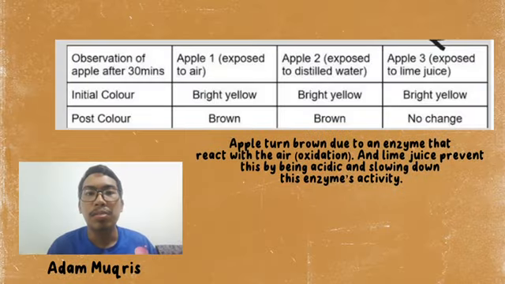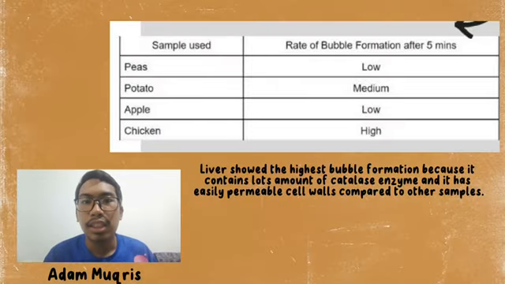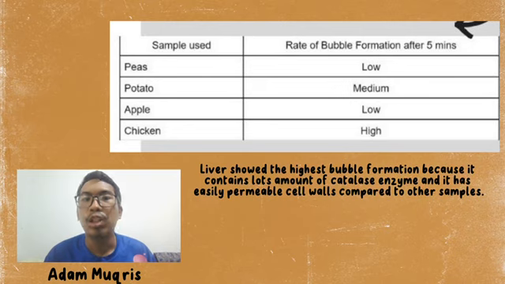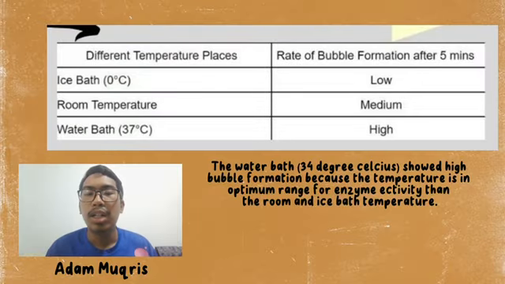The results of observing the redox reaction are that apples exposed to air and distilled water change color to brown, while the ones exposed to lime juice do not change color. Next, the results of catalyst activity were determined by the rate of bubble formation after 5 minutes, where both pea and apple were low, potato was medium, and chicken was high. For the last experiment, the one put in an ice bath had low bubble formation. At room temperature, it had medium bubble formation, while in a water bath, it had high bubble formation.